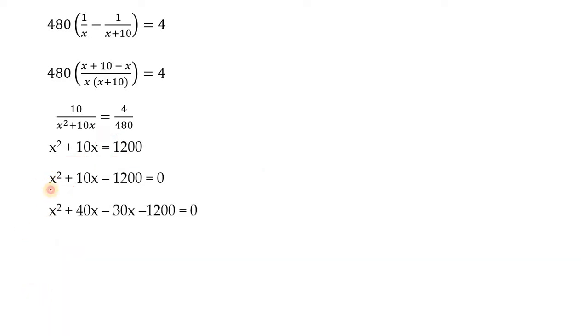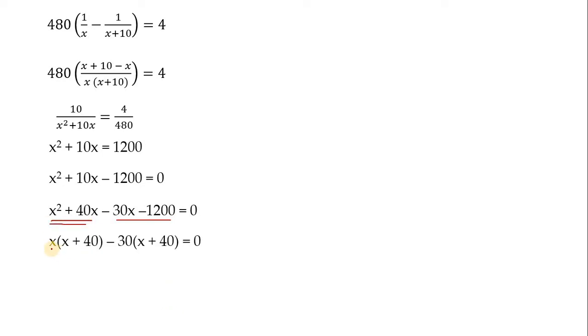So first term write as it is, children. Split this middle term by using the factors as I said. So that is 40x minus 30x, and this last term write as it is. Now let us do the groups. These two terms one group and these two terms one group. So here take the common factor.